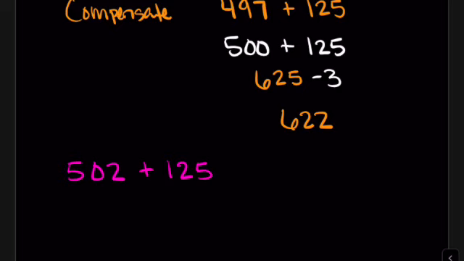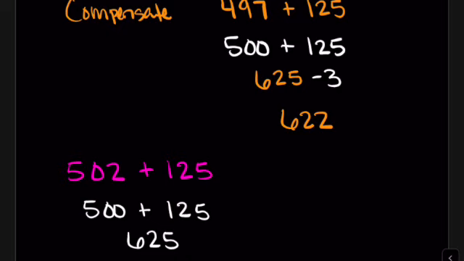Let's say we were doing the problem 502 plus 125. I can still use compensating in the same way, except this time I'm going to be subtracting 2. So if I want to make this 500 plus 125, right, I still get 625 with that, but this time when I compensated, I went down 2. I subtracted 2, okay? So because I didn't do the actual problem starting at 502, I need to compensate for that. And this time, I would be adding 2 more, right? So that I would get to 627.